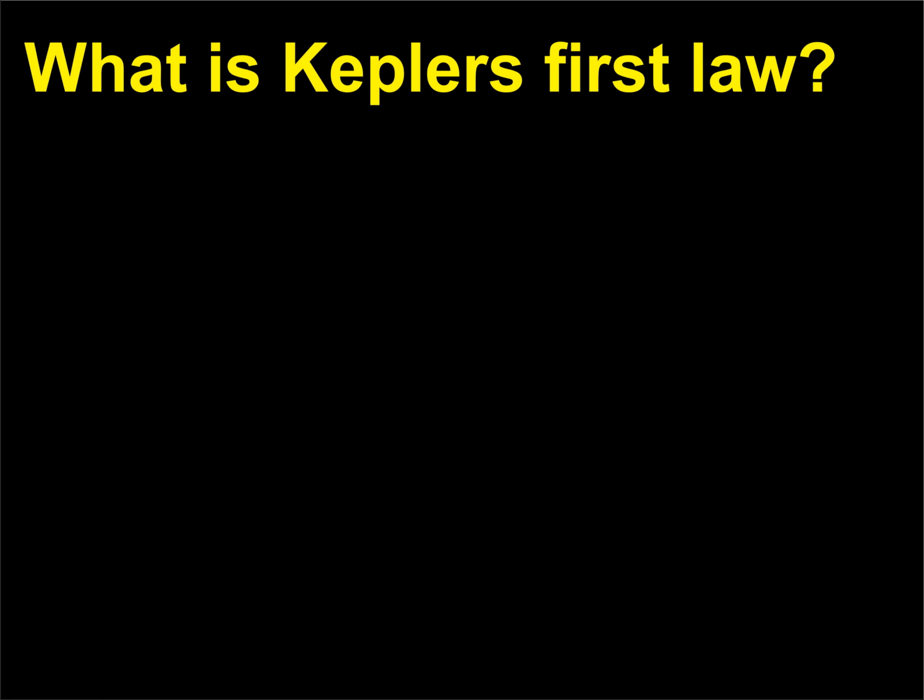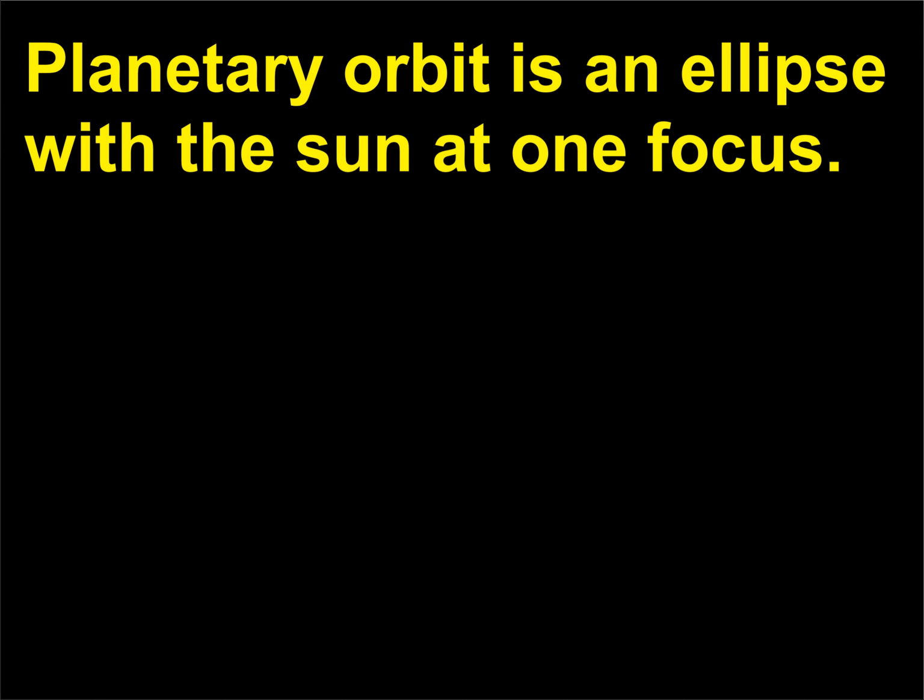What is Kepler's first law? Planetary orbit is an ellipse with the Sun at one focus.